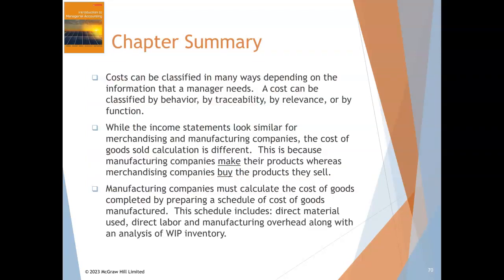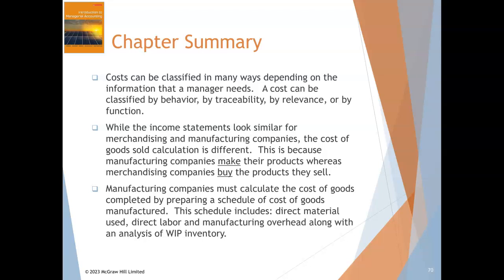Chapter summary. Costs can be classified in many ways depending on the information that a manager needs. A cost can be classified by behavior, by traceability, by relevance, or by function. While the income statements look similar for merchandising and manufacturing companies, the cost of goods sold calculation is different. This is because manufacturing companies make their products, whereas merchandising companies buy the products they sell.